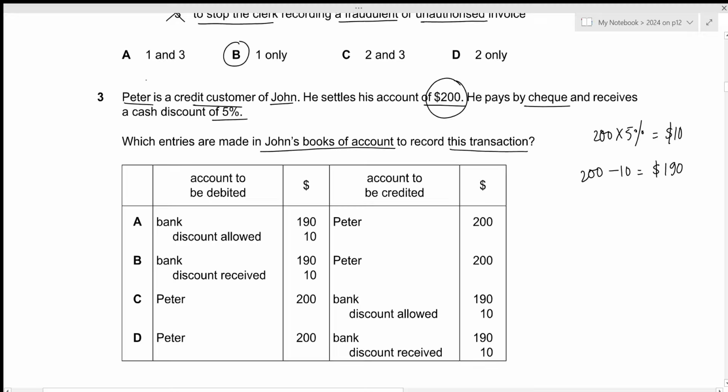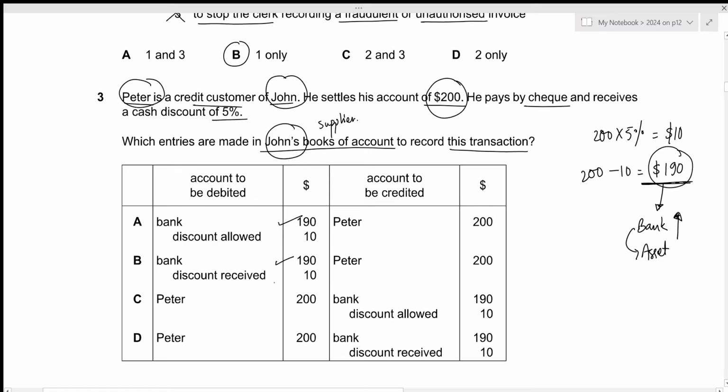Okay, Peter is a credit customer. So Peter is the customer in this case and John is the supplier. And we're talking about the supplier's books of accounts. So in this case, the supplier will be receiving this money of 190. Whatever comes in will be recorded on the debit side. And in this case, 190 will be coming into our bank account. And we can look at it from another perspective as well. Since John will be receiving this 190 within his bank account, the balance on his bank account will increase. And remember, bank is a part of our assets. Any increments in assets should be recorded on our debit side. So bank 190, we want it on the debit side, which is given by option A and option B.